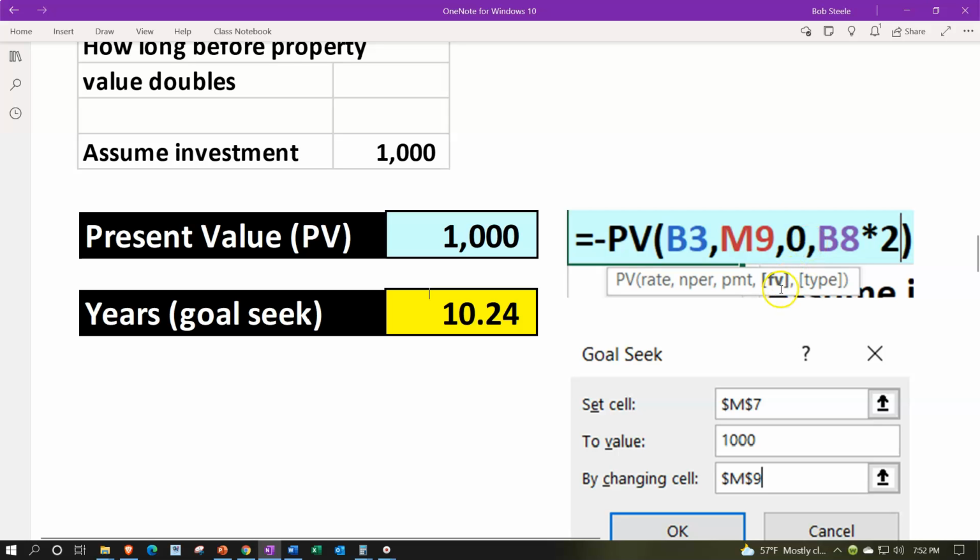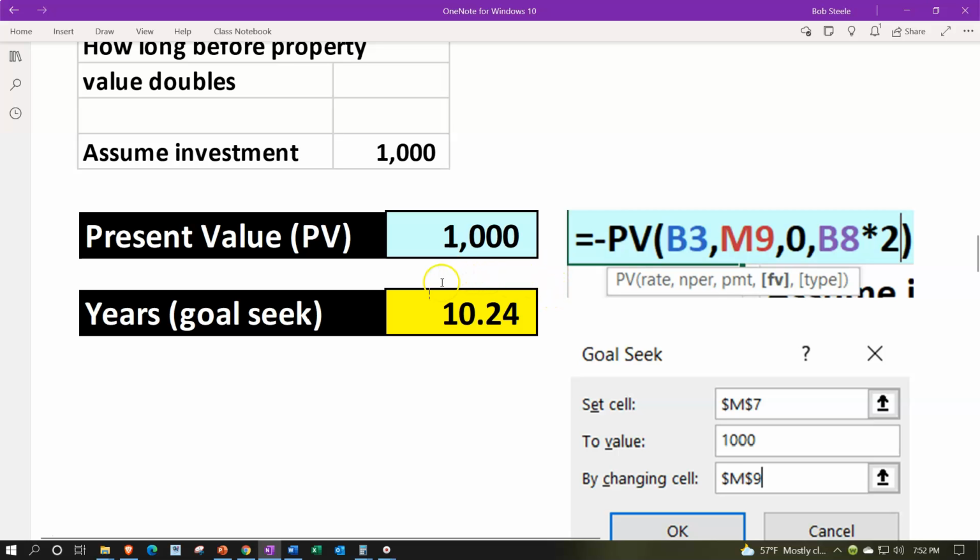We then have the future value. The future value should be 2,000 because we're going to double this. And I would put that in there by taking this 1,000 times 2 so that I'm referencing the table as opposed to putting hard-coded or typing in the number here. So I got that times 2. And once again, that's going to give us our 1,000, which is what we were looking for.